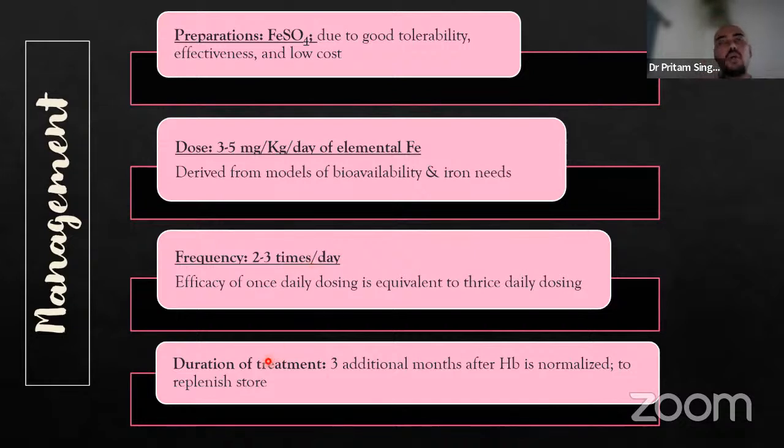Duration of treatment, we all know that hemoglobin has to normalize, but the story doesn't end there. You have to give for an additional 3 months just to build the iron stores in the marrow and the reticuloendothelial system. That's the treatment of iron deficiency.